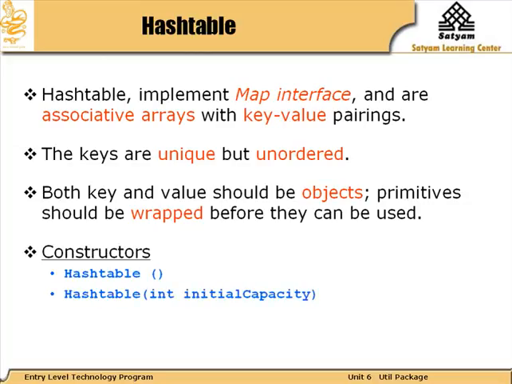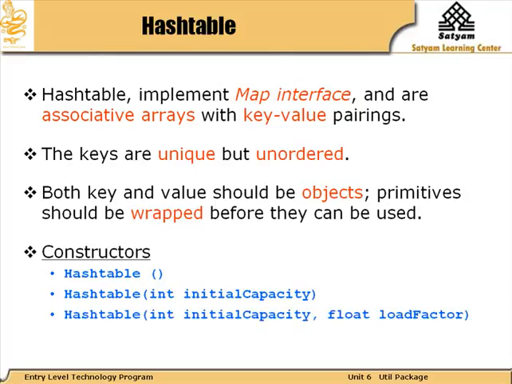Hashtable comes with 4 constructors: a constructor without a parameter, a constructor with the initial capacity, a constructor with the initial capacity and load factor, and also a constructor with a Map interface. Hashtable also has synchronized methods. Let's look at an example.